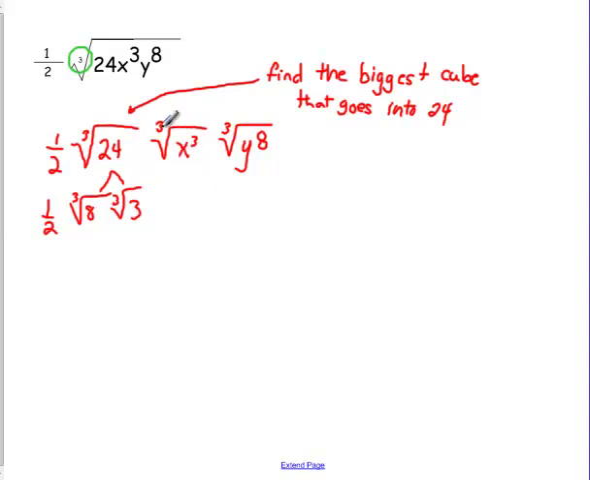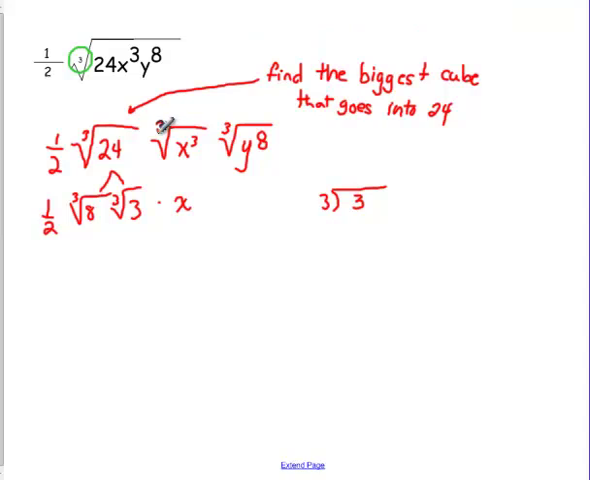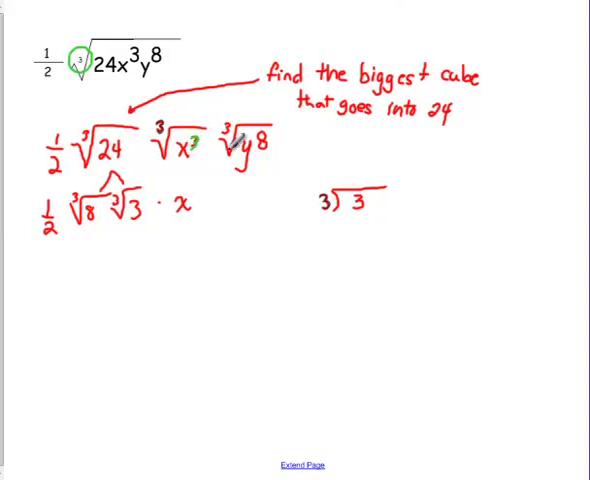All right, can I take the cube root of x cubed? Absolutely. I get an x. Because all I'm doing is taking the 3 and dividing it into the 3. So what I did was I took this 3 and divided it into that 3. And it goes in there once. So I get x to the first power.